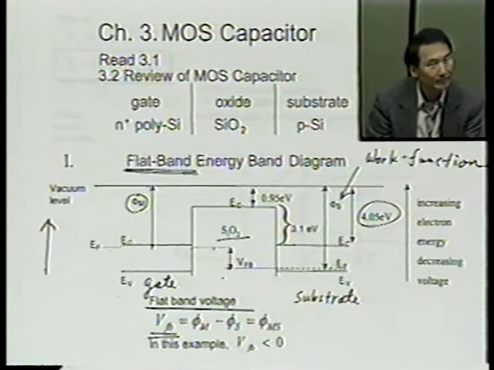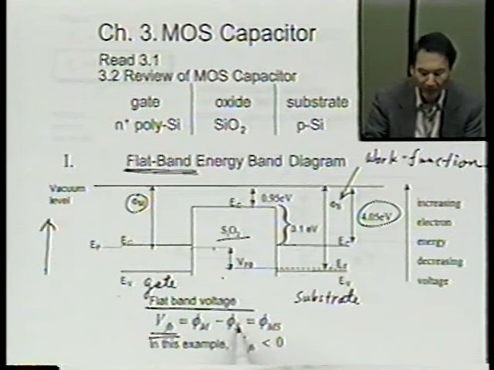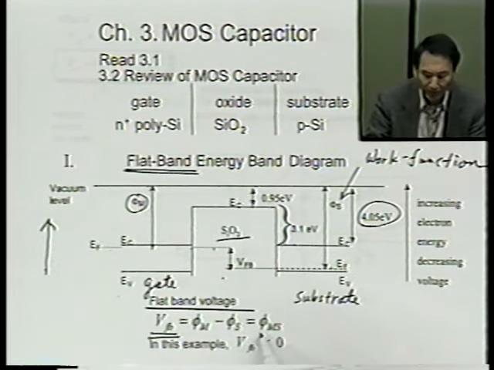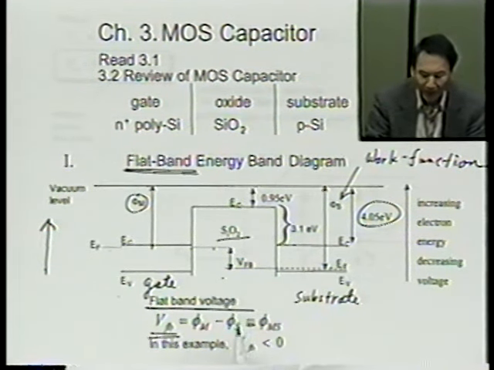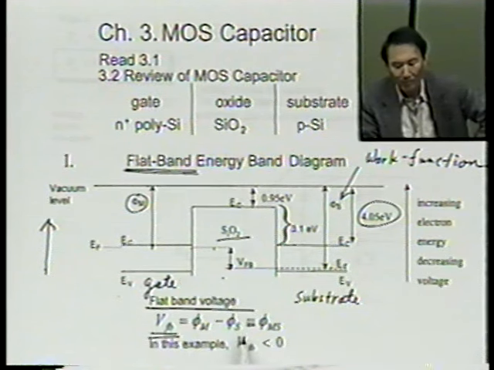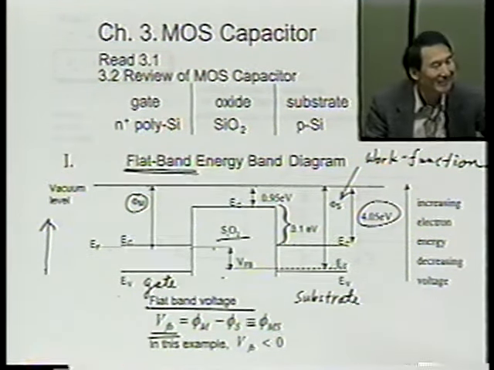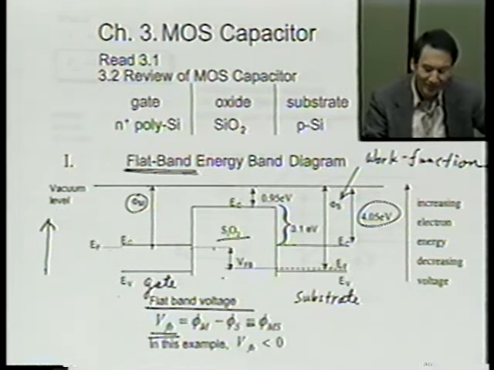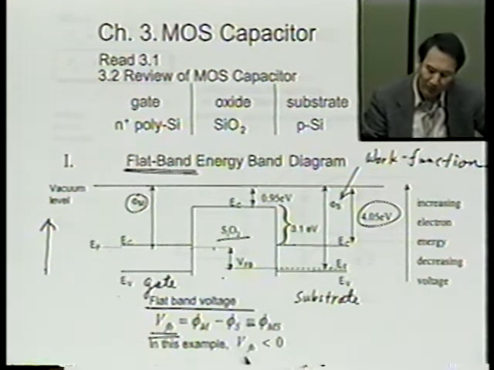See that? All right. Now, because we use the difference between phi m and phi s often in this chapter, we actually give it a new notation called phi ms. Phi ms is just defined as the difference between phi m and phi s. In fact, it's defined as phi m minus phi s, all right? Such that in this ideal case, phi ms is the flat band voltage. Flat band voltage is phi ms. And you should be able to tell in this example, VFB is negative.